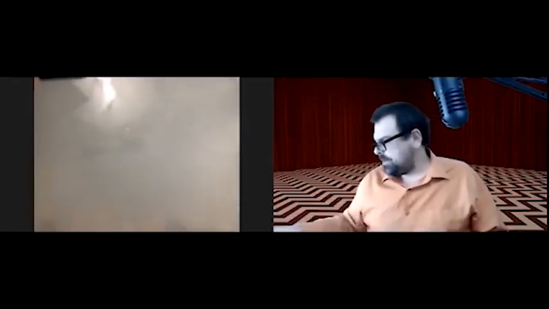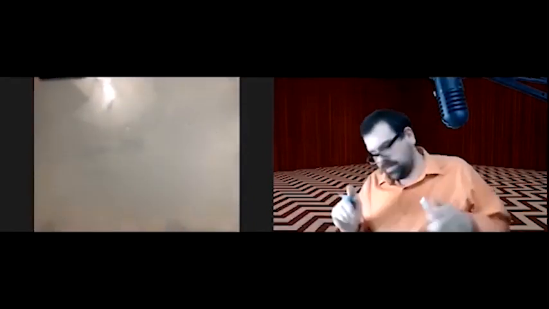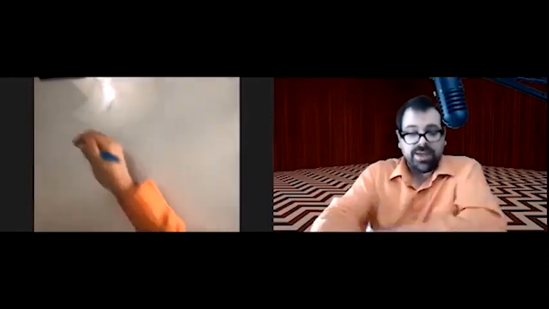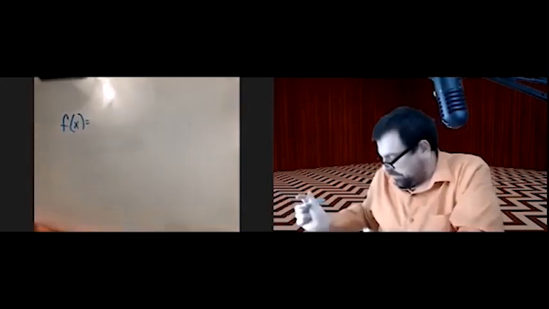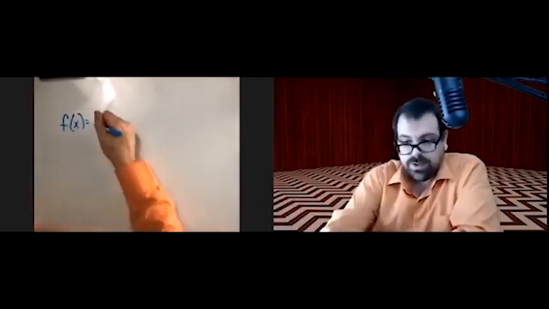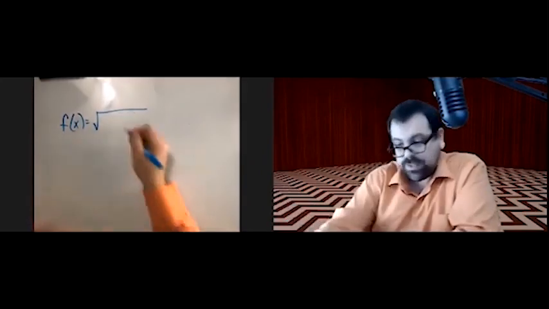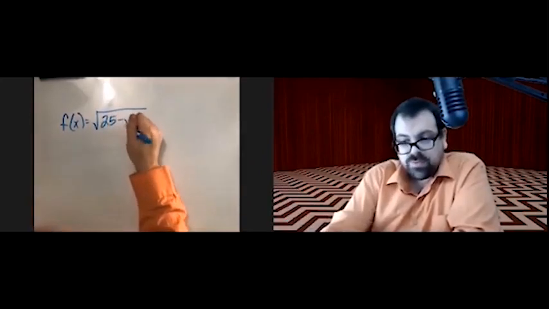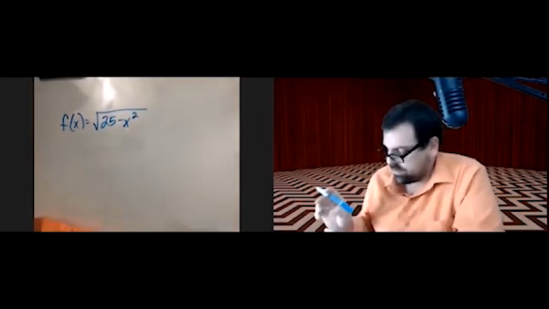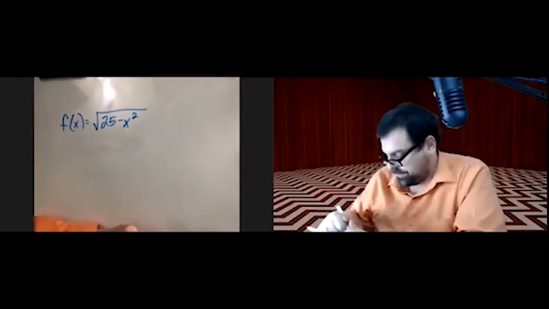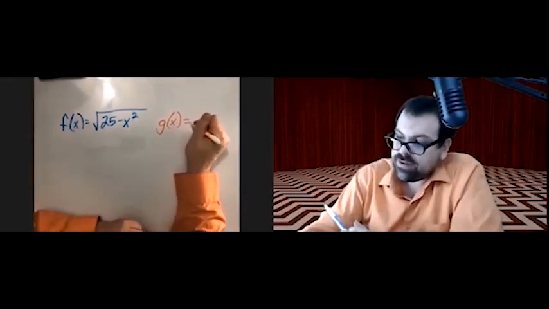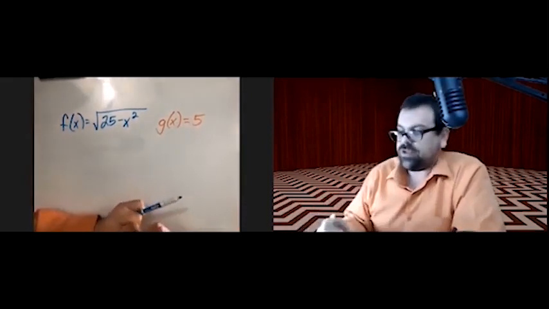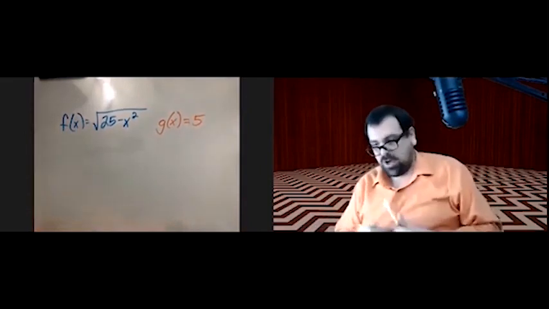Those work together well. Let's say our functions were a little more complicated. Let's say we had f of x equals the square root of 25 minus x squared. And let's say that g of x is just the number 5, a constant function.